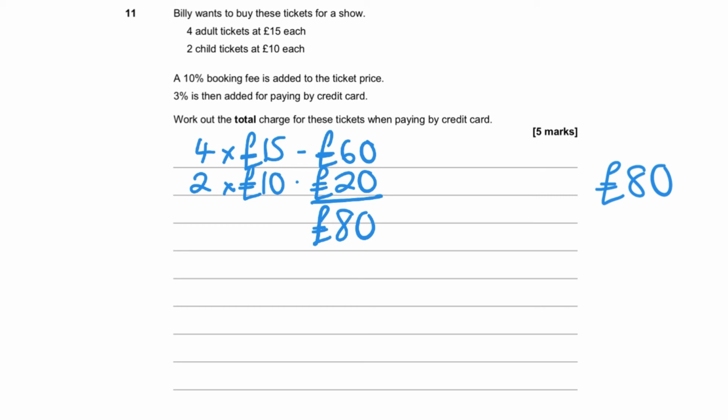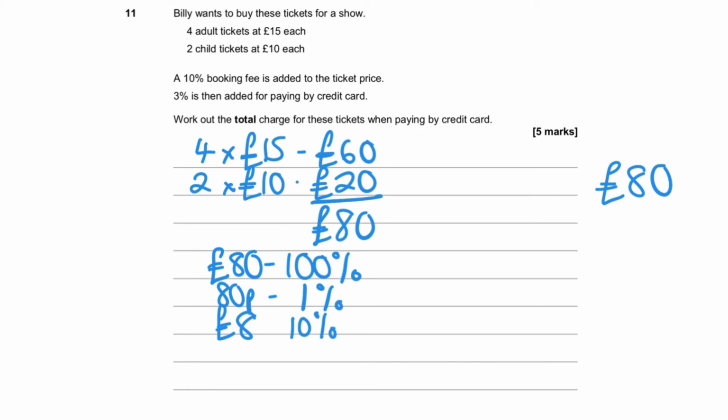The next piece of information we need from the question is the 10% booking fee is added to the ticket price. So we need to find 10% of the £80. So if the £80 is the 100%, 1% will divide by 100. So let's divide 80 by 100 to give us 80p. And then to get 10%, we need to times that by 10. So that gives us £8. So the booking fee, 10%, is another £8. So we need to add that on over here. So our total cost is now £88.